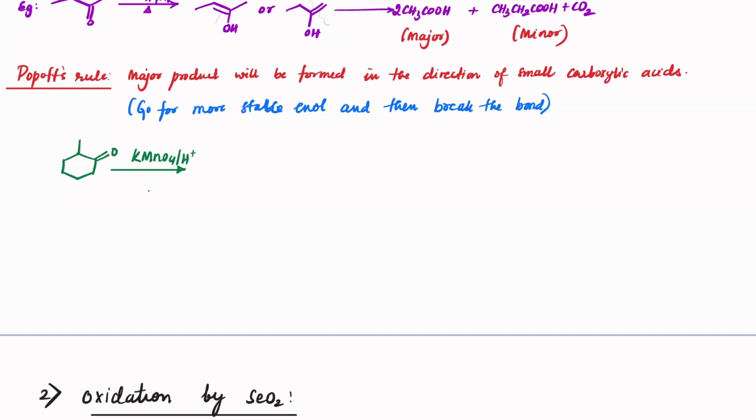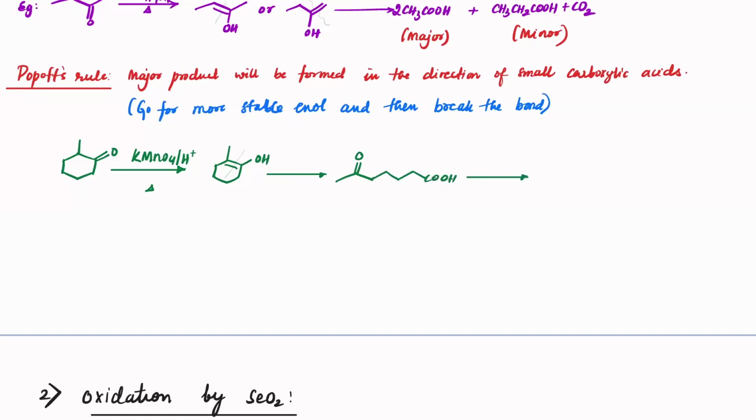So what do we do? First you write it into the enol form and then break it. After breaking, on the left-hand side you will get a ketone form. This side also you will get a ketone form, and here you can see 1, 2, 3, 4, 5. The fifth position will be acid. Now this will get further oxidized.